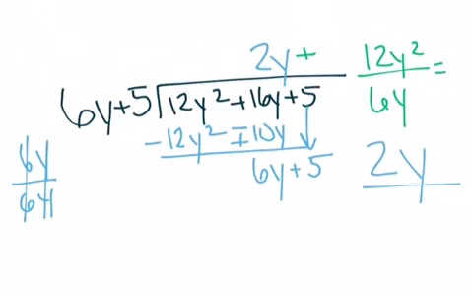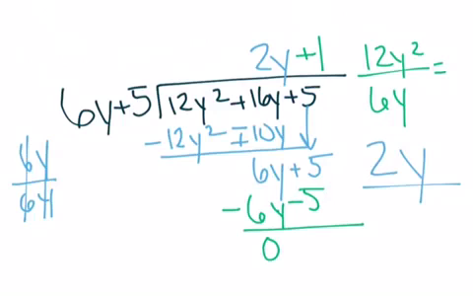There we go. Positive 1. 1 times 6y is going to give us positive 6y. 5 times 1 is going to give us a positive 5. Now again, we're going to subtract these just like we would in a typical long division problem. 6y minus 6y is going to give us 0 y's, actually. 5 minus 5 is going to give us 0.